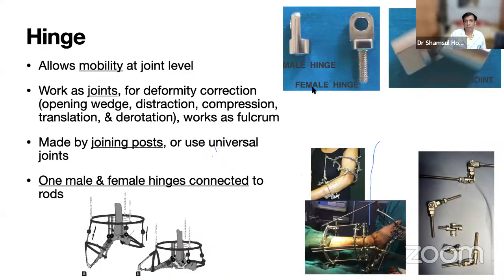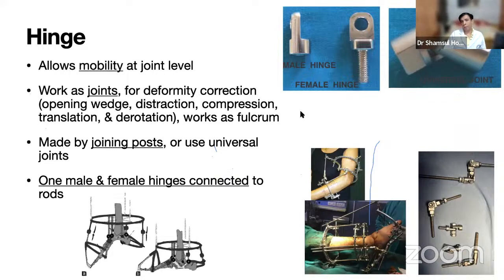Then at the hinge, you can see this is the male hinge, the female hinge, that you can make a simple joint. You can use the universal joint. This is the universal joint. The universal joint moves in all directions, and the male female moves in one direction only. So if you're just doing the simple movement at the knee joint or hip joint or even at the ankle joint, you can use a male female.